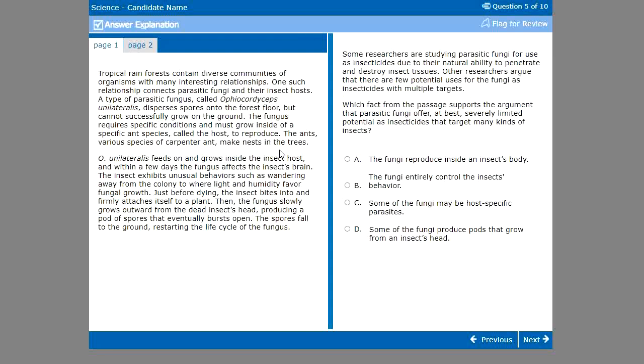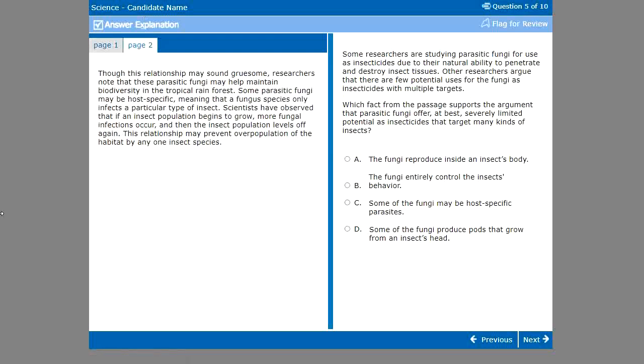Scientists think that these fungi are very important for ecosystems because they help maintain biodiversity, because they basically prevent overpopulation of insect species. Whenever an insect species becomes too large in numbers, then the fungus will increase in number as well, leveling off the population and decreasing the numbers of the specific insect population, making space for other insect populations and species. Okay, let's read the question.